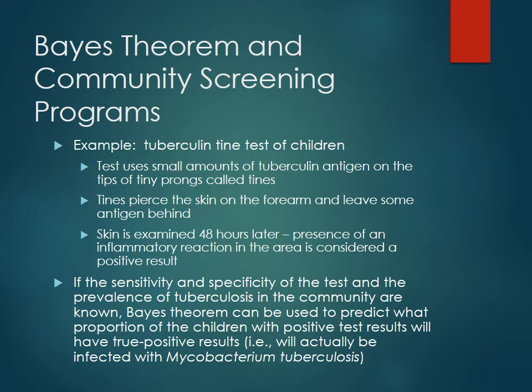So another example here would be a tuberculin tine test for children. This is kind of an older way that we would test for TB. Basically, you'd have a small amount of this tuberculin antigen on the tips of these little prongs or tines. You pierce the skin, and then 48 hours later, you come back and see if there's any area of induration that developed. And so here, if the sensitivity and specificity of the test and the prior prevalence of tuberculosis in the community are known, at that point you can use Bayes' theorem to predict what proportion of children who have a positive test result actually have tuberculosis, right? This will give us a better idea of what percentage of those patients that come back positive truly have disease.